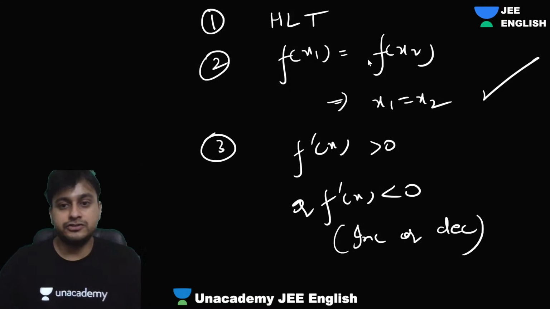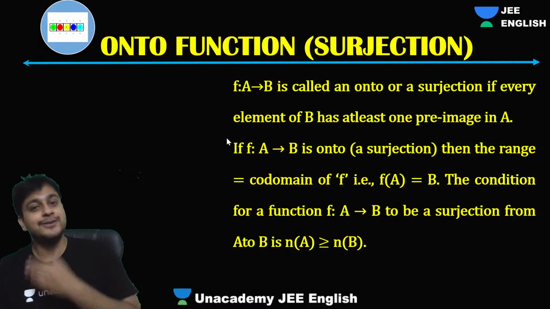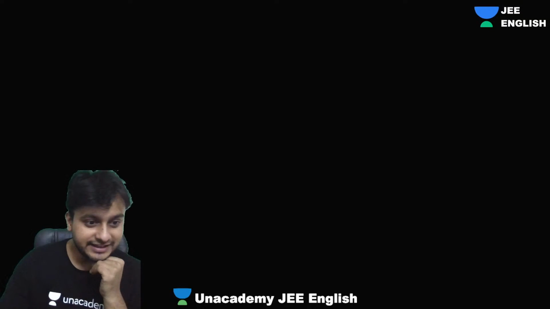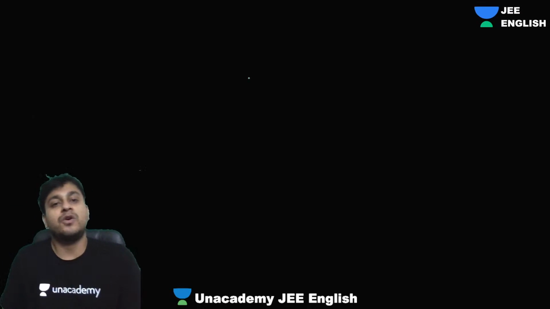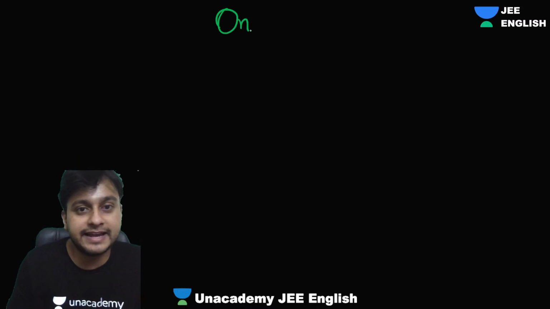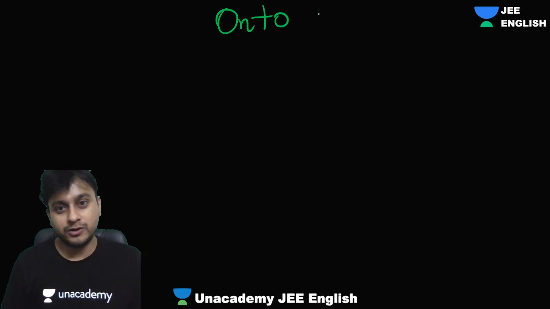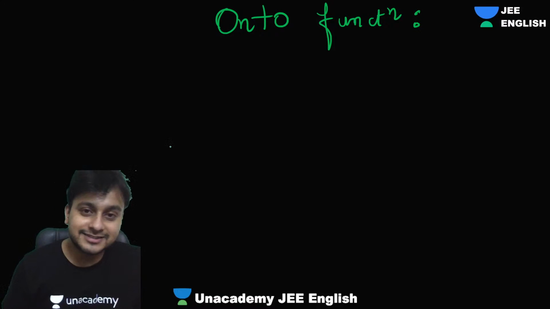Okay, great. Chalo, guys. Now, guys, let's look into the onto functions. Very easy, very logical, very simple. So, guys, onto, simple, one line sentence. That's it. One liner. What is an onto function? That's what we have to discuss. Onto means simple.